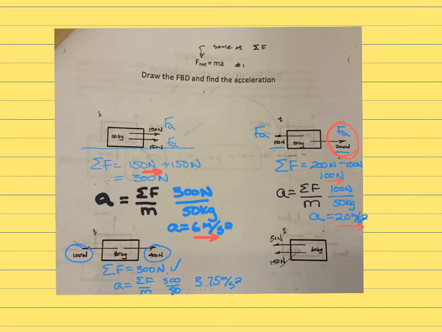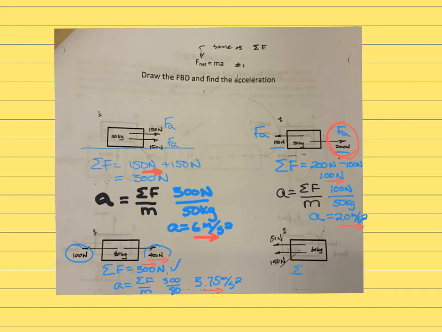Okay, so all of them so far have had a net force that was positive or to the right. Oops, I made a mistake there. Right, 400 is bigger than 100, so the net force was 300 to the right, so the acceleration is also to the right.